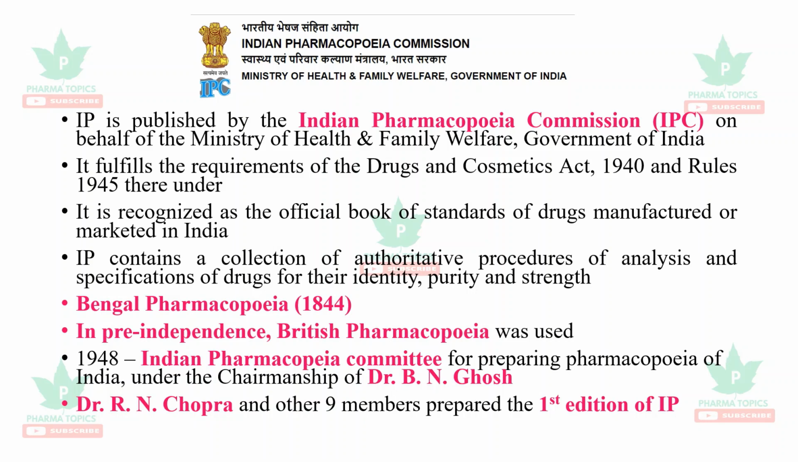Before independence, Bengal Pharmacopoeia was introduced, but till pre-independence, only British Pharmacopoeia was used in India. In 1948, Indian Pharmacopoeia Committee was framed for preparing Pharmacopoeia of India under the chairmanship of Dr. P.N. Ghosh. Dr. R.N. Chopra and 9 other members prepared the first edition of Indian Pharmacopoeia.